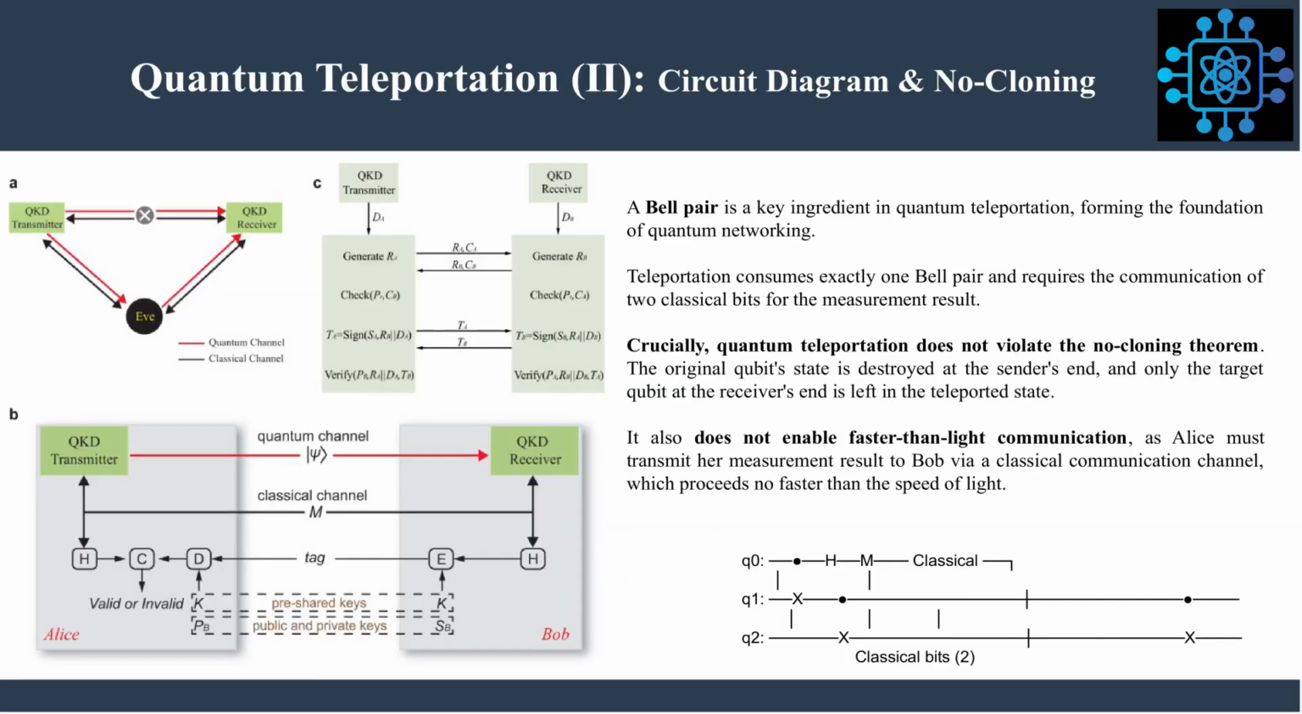A Bell pair is essential in quantum teleportation, consuming one pair and requiring 2 classical bits for measurement. It respects the no-cloning theorem. The original qubit is destroyed, leaving only the target qubit. Teleportation doesn't allow faster-than-light communication, as classical channels limit speed. The circuit diagram illustrates this process, highlighting the roles of qubits and classical bits.